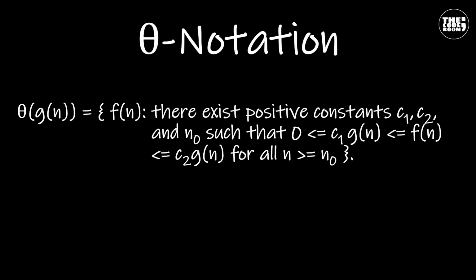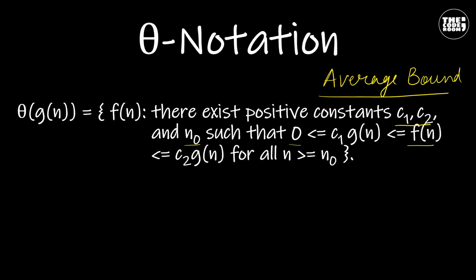The theta notation is the most important notation of all three and it gives us the average bound of a function. The theta of g of n states that for a function f of n, there exist positive constants c1 and c2 and n naught such that c1 g of n is greater than or equal to 0 and is less than or equal to f of n, and c2 g of n is greater than or equal to f of n for all values of n greater than or equal to n naught.